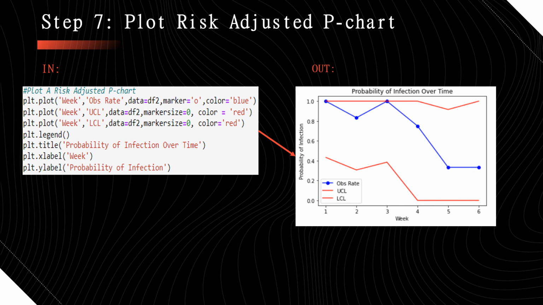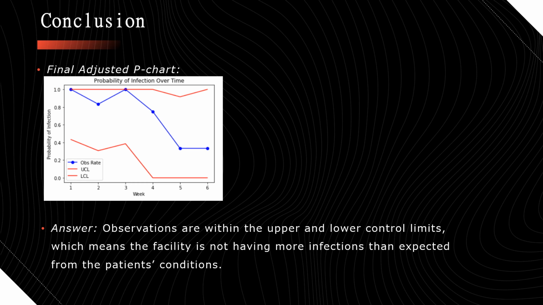Now that you have all values prepped, you can plot your risk-adjusted P-chart to answer the question. Always make sure that you are labeling your chart correctly and highlighting your control limits in red. So you have your X and Y labels and you have your legend and title. The final adjusted P-chart for question 3 is shown on screen. Essentially, we can note that the observations are within the upper and lower control limits. Therefore, we know that the facility is not having more infections than expected from the patient's conditions.